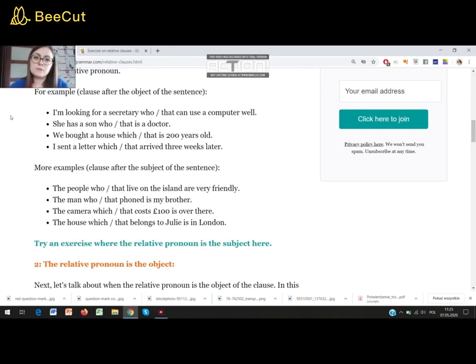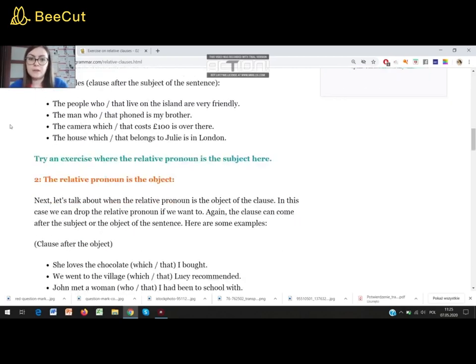More examples in which the clause comes after the subject of the sentence. The people who or that live on the island are very friendly. The man who or that found it is my brother. The camera which or that costs £100 is over there. The house which or that belongs to Julie is in London.